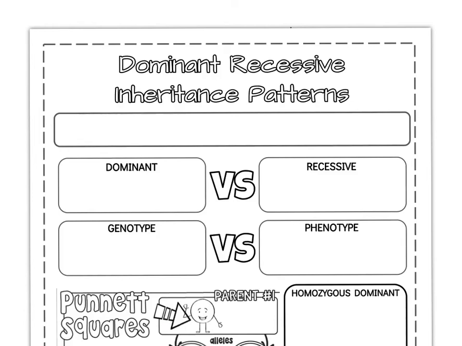Today we're going to take a look at dominant and recessive inheritance patterns. So what we know is that we get half of our genetic information from each parent.